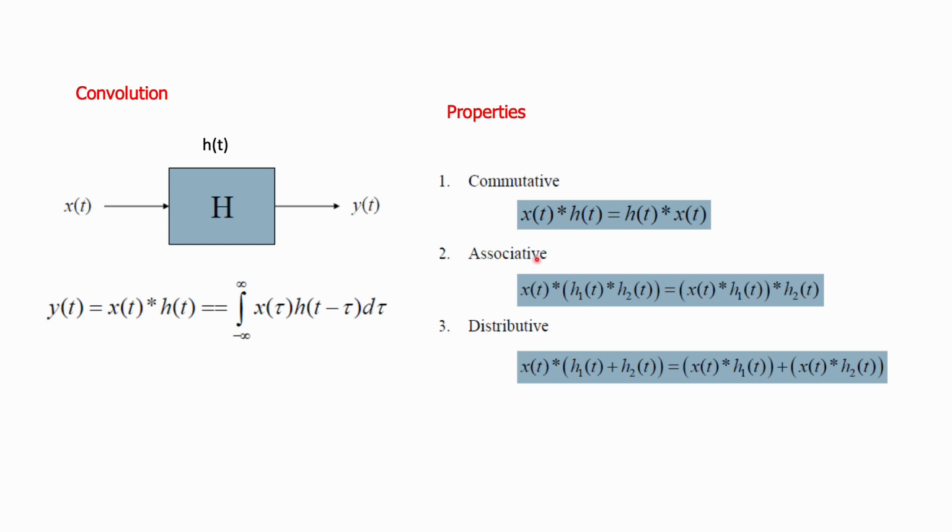Then associative property. Associative property is x of t convolution h1 of t convoluted h2 of t is equal to x of t convoluted h1 whole signal convoluted with h2 of t. Then third one is distributive property. x of t convoluted h1 of t plus h2 of t is equal to x of t convoluted h1 of t plus x of t convoluted h2 of t. So these are the properties of convolution.